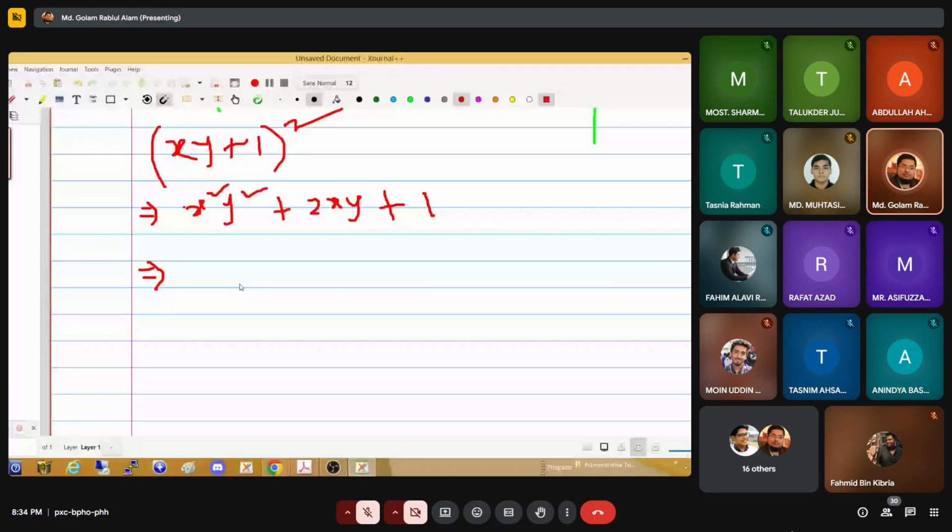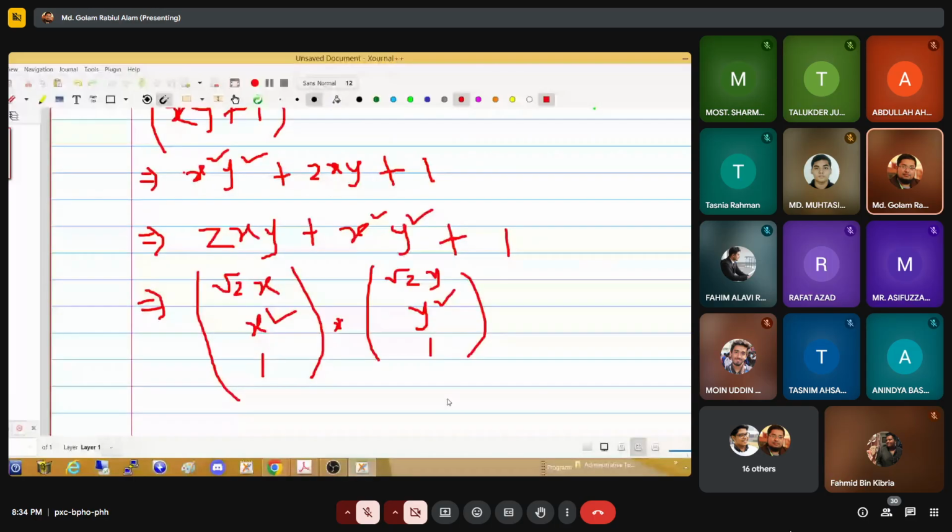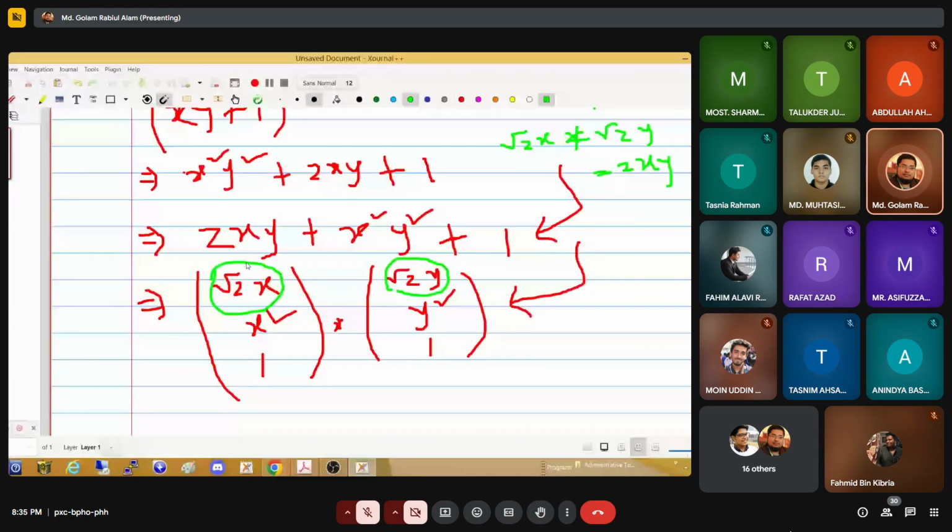Okay, so that means we can see here root 2x, here is root 2y. So if we multiply these two, then we will get root 2x times root 2y. So what we will get? 2xy, okay, 2xy. And here is x square, here is y square, so we will get the plus x square y square. And here is 1, here is 1. 1 times 1 is 1.